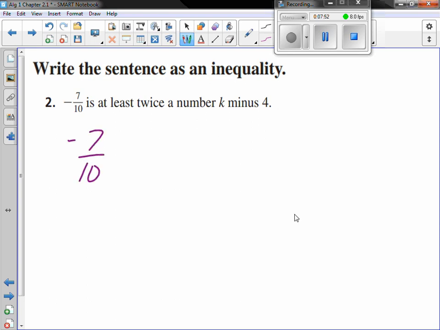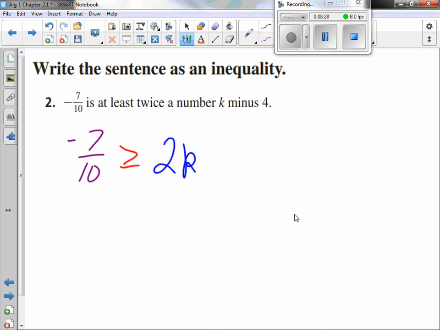-7/10 is at least, which one would that be? Yes. Is greater than or equal to. Twice a number, so we had that a little bit ago. 2k minus 4.